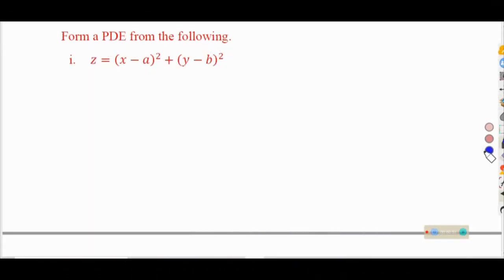So dear colleagues, let us come to our examples here. We want to form a partial differential equation when we are given the equation z equals x minus a squared plus y minus b squared. How best can we form a partial differential equation from this given equation here? Our major purpose is to eliminate a and b. How best can we eliminate that?